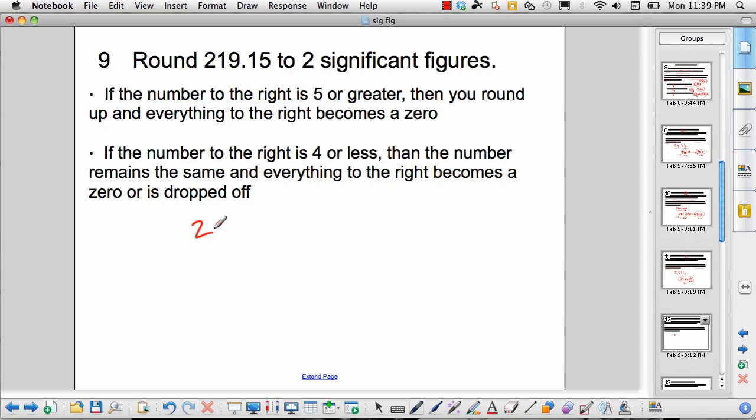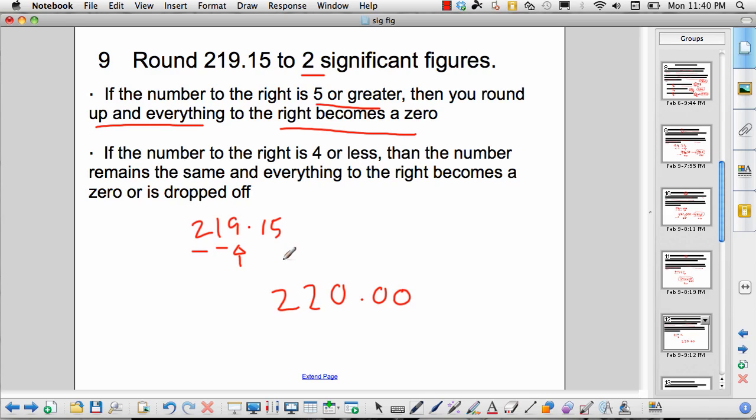In this one I have 219.15. I want to round this down to 2 sig figs. I'm only underlining the first two digits. We're going to take a look at the third digit, the one just to the right of that second digit. That number is a 9. It's 5 or greater. That means that my second digit is going to be rounded up and everything else is going to become a 0. So my second digit, which was a 1, is going to be rounded up to a 2. The 9 and every number after that is going to become a 0. So that's how I would round this answer just the way it is normally.